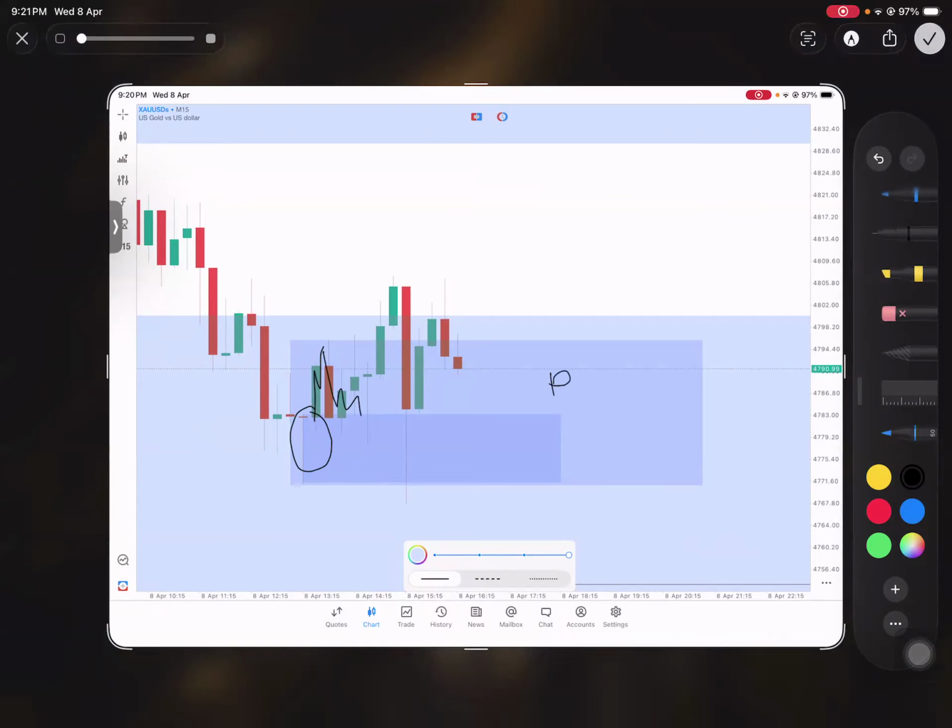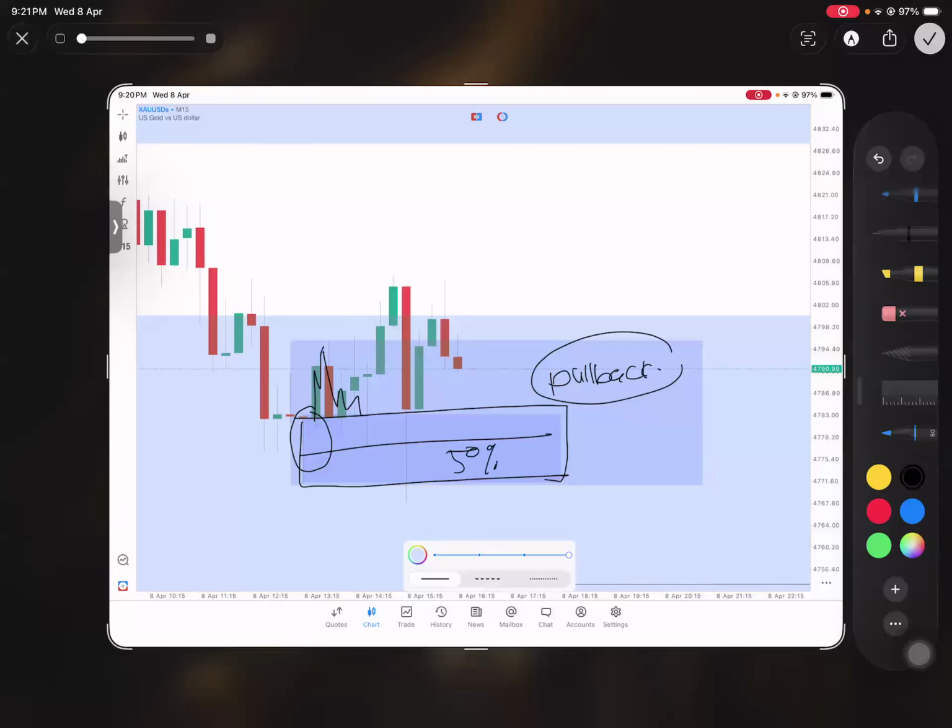In terms of pullback, I don't know if you realize or not, but most of the time, whenever price pulls back, it loves to pull back at least 50% of our zone. Usually it will do like that. So, whenever price pulls back 50% into our zone, that's the best point for us to find an entry.